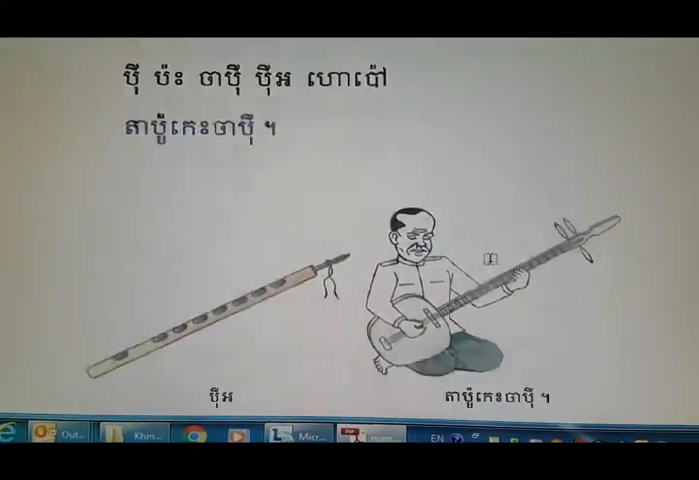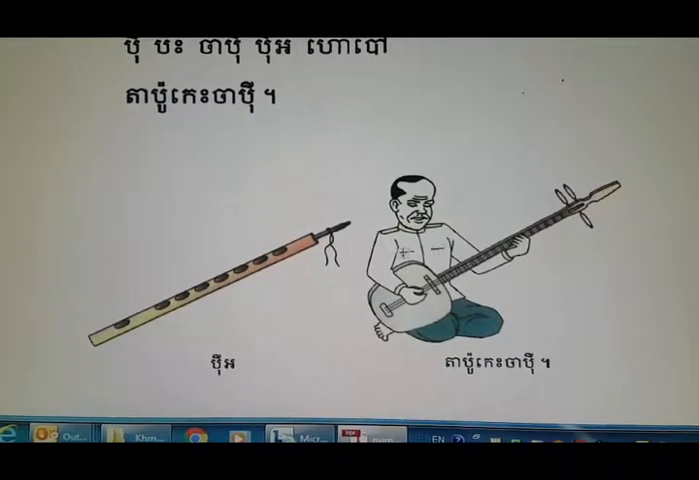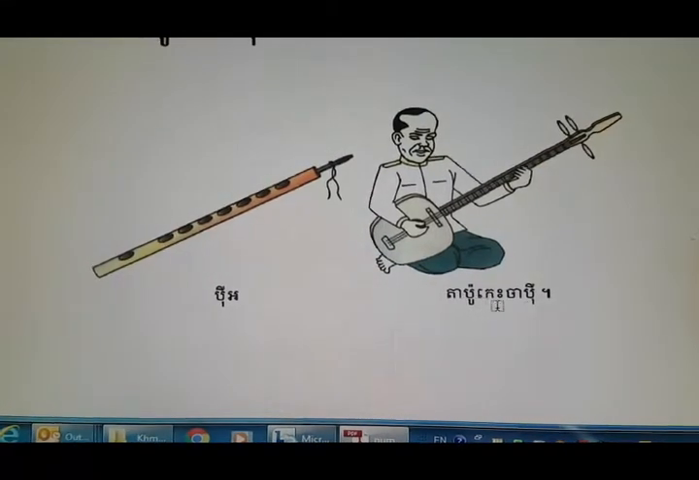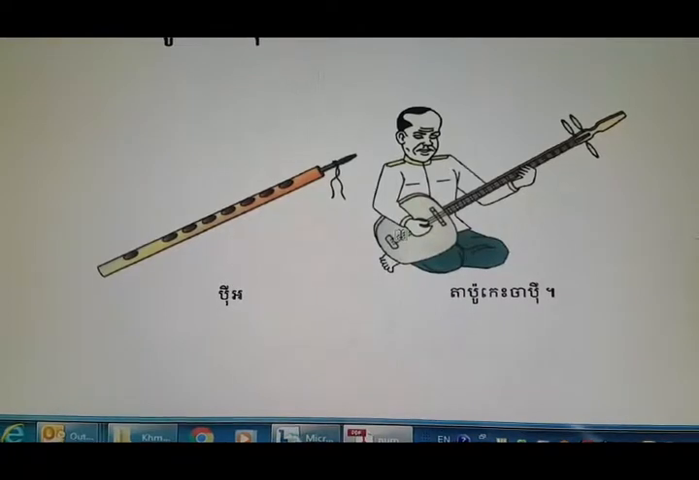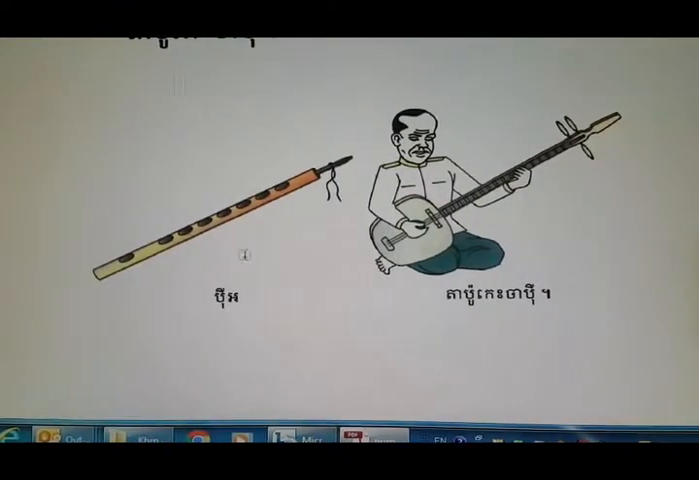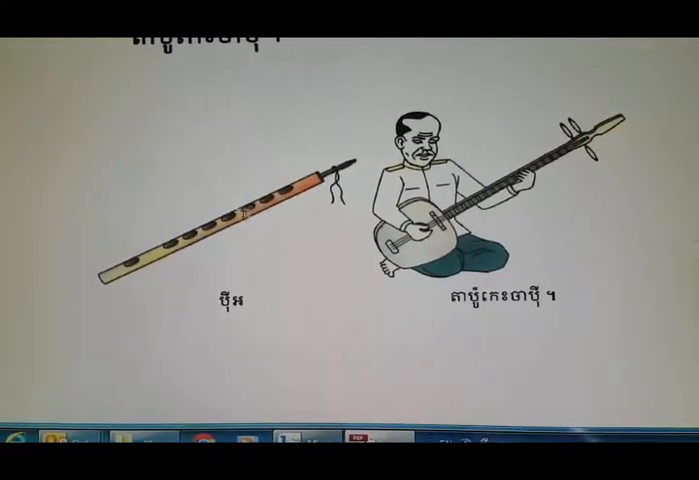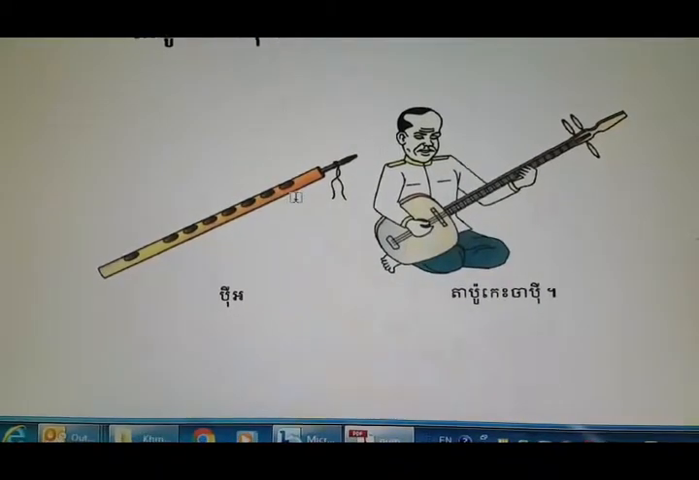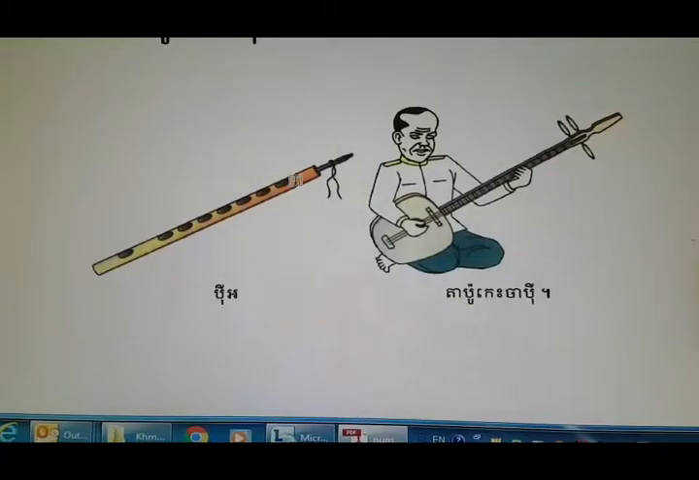So Ta Po is the name of this grandfather. Ta Po, ke, cha pai. So this kind of Khmer musical instrument is called cha pai. And pai o here, pai o is like a flute in your country, but here in Cambodia it is pai o. Okay.